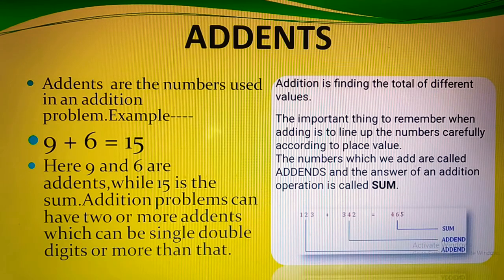Now the most important thing to remember here when adding is to line up the numbers carefully. जब हम एडिशन कर रहे हैं उनको नंबर्स को लाइन अप करना बहुत जरूरी है अकॉर्डिंग टू देयर प्लेस वैल्यू. किसी भी नंबर्स में अगर हम प्लेस वैल्यू चार्ट के अकॉर्डिंग नंबर्स को लगाकर ऐड करेंगे तो हम कभी गलत नहीं होंगे.